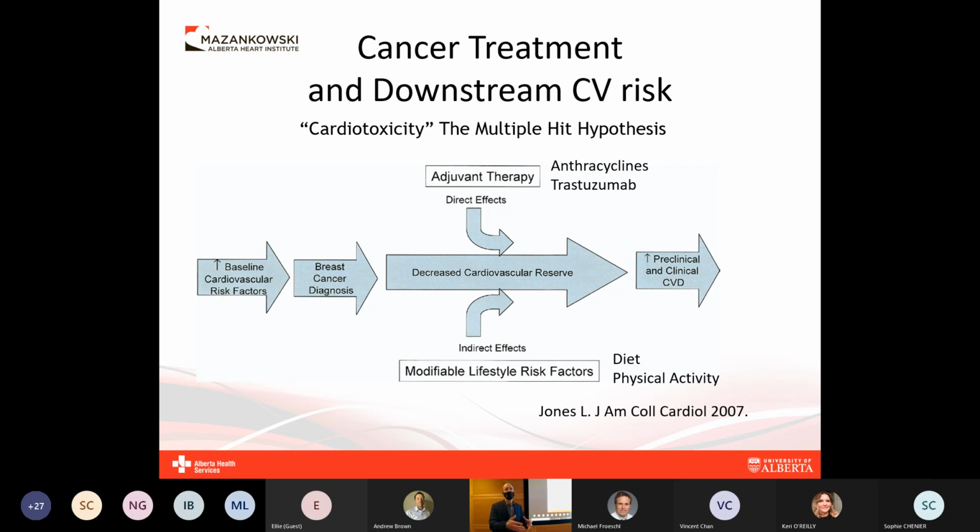And then during cancer treatment, patients are often sedentary. They're not eating the same diet that they normally do. So there are some indirect effects of the treatment as well that place the patients at higher cardiovascular risk. And so what all of this translates into is a higher downstream risk of overt cardiovascular disease for many of these patients.